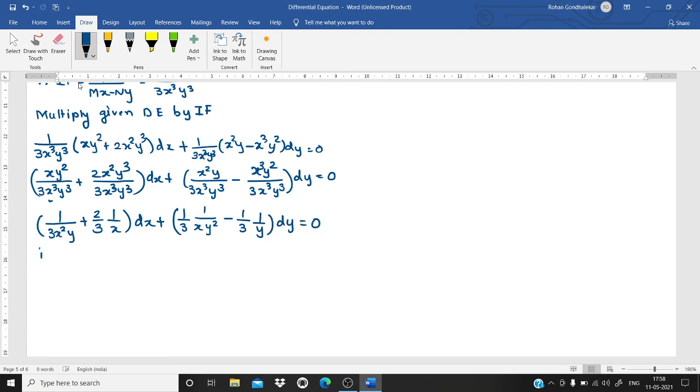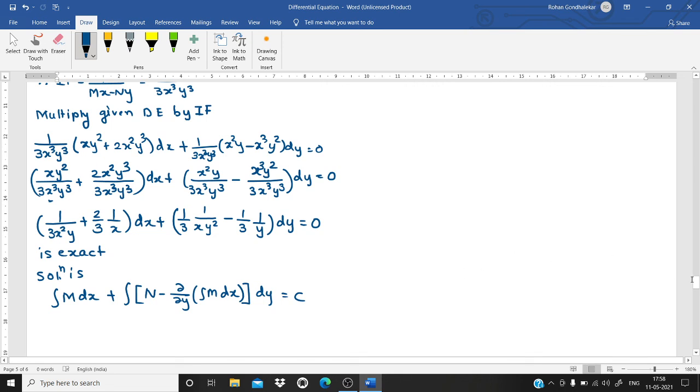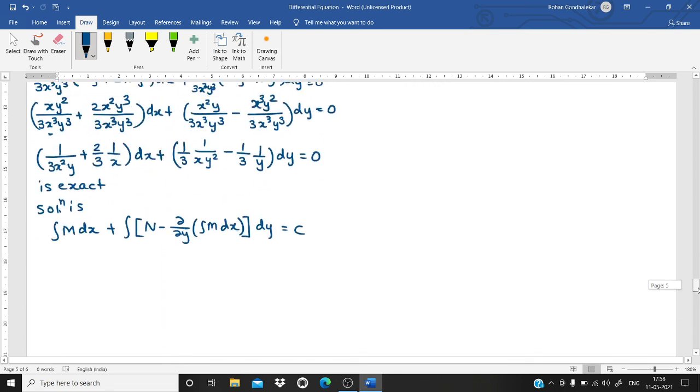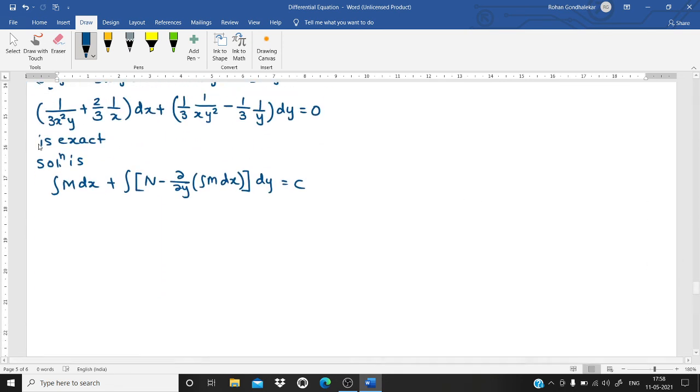Fine. So it is exact. Therefore, solution is, what is the solution? Integral m dx plus integral n minus dabba by dabba y of integral m dx, and the integration with respect to y is equal to constant c. Got it? Okay, fine. So further, we calculate integral m dx.